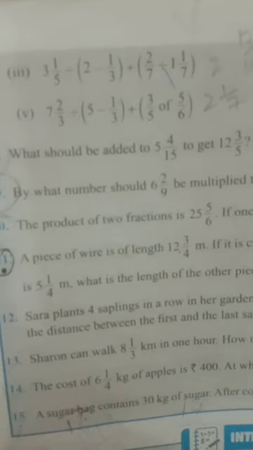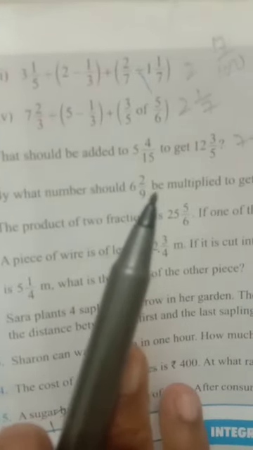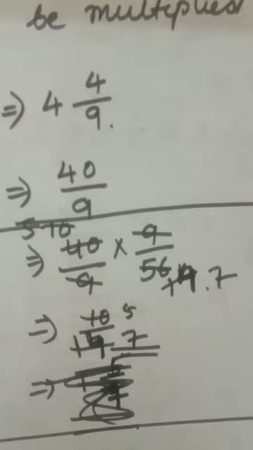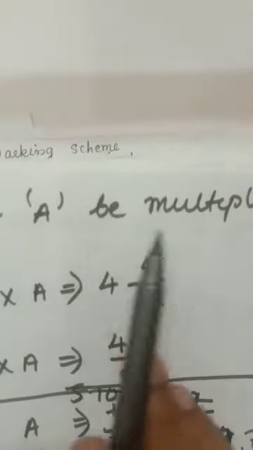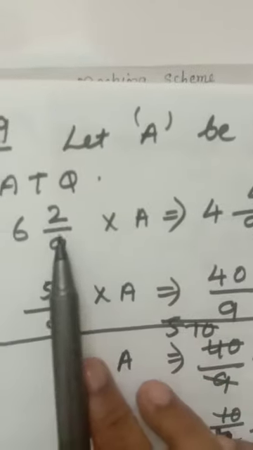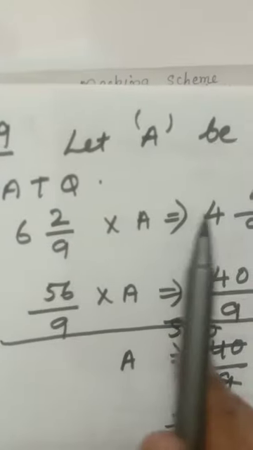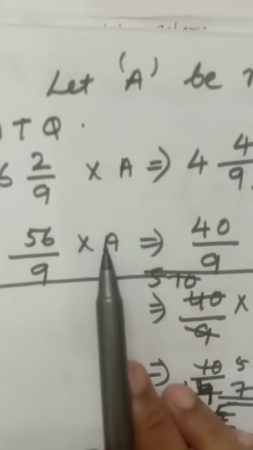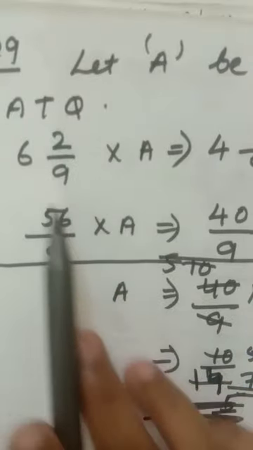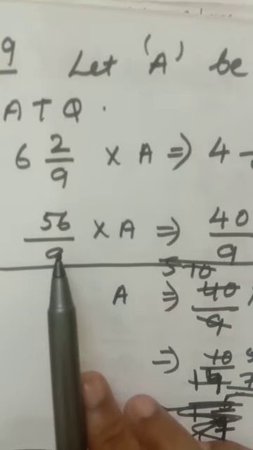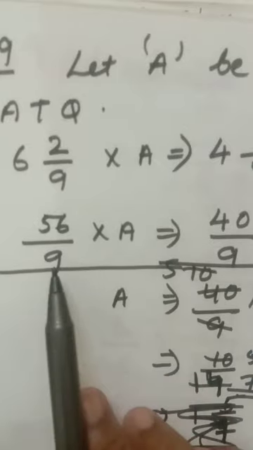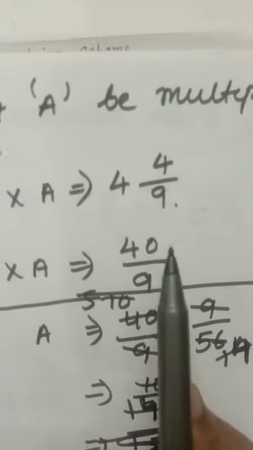Now 9th question. By what number should 6 and 2/9 be multiplied to get 4 and 4/9? Which number should be multiplied with this number? Suppose A is multiplied with this number. Okay. See, A be multiply. A is multiplying with this number according to the question. You are getting this. A you want, make mixed to improper.